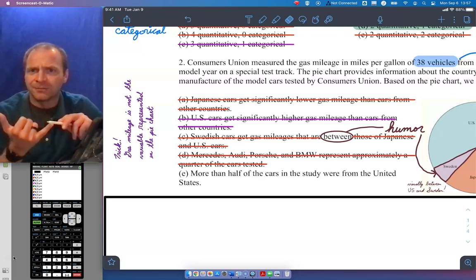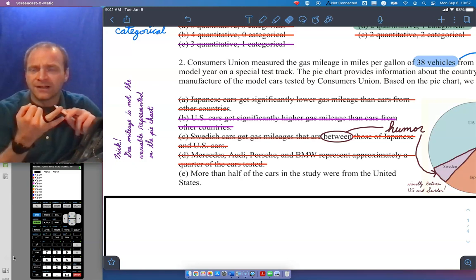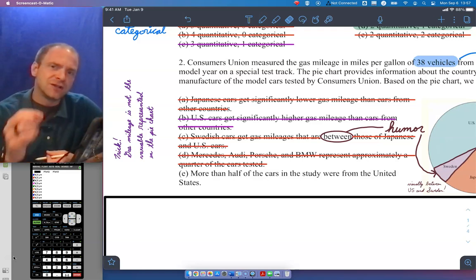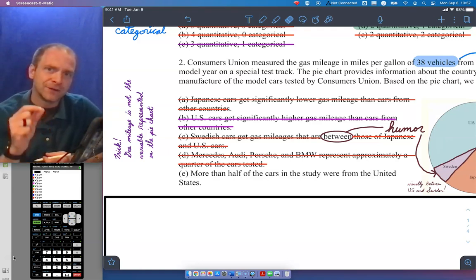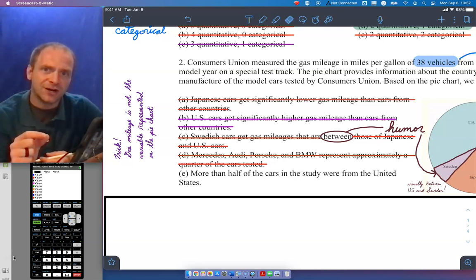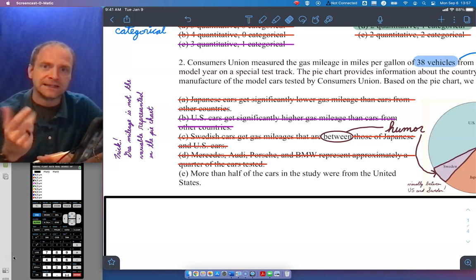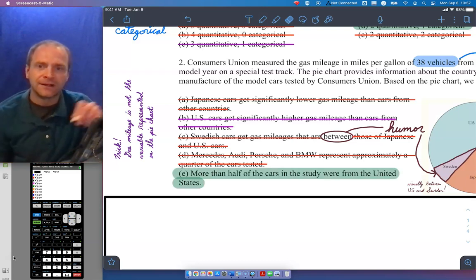So A could be gone. B could be gone. Look at even C. Swedish cars get gas mileages. Wait a minute, that's not what the pie chart represents. It's countries of manufacture. So C could be gone. We don't know anything about Mercedes, Audi, Porsche. We don't know anything about that. So D could be gone. Just by reading and identifying what the right variable was in the pie chart, I could logically cross out A, B, C, D, and there's my answer, E.